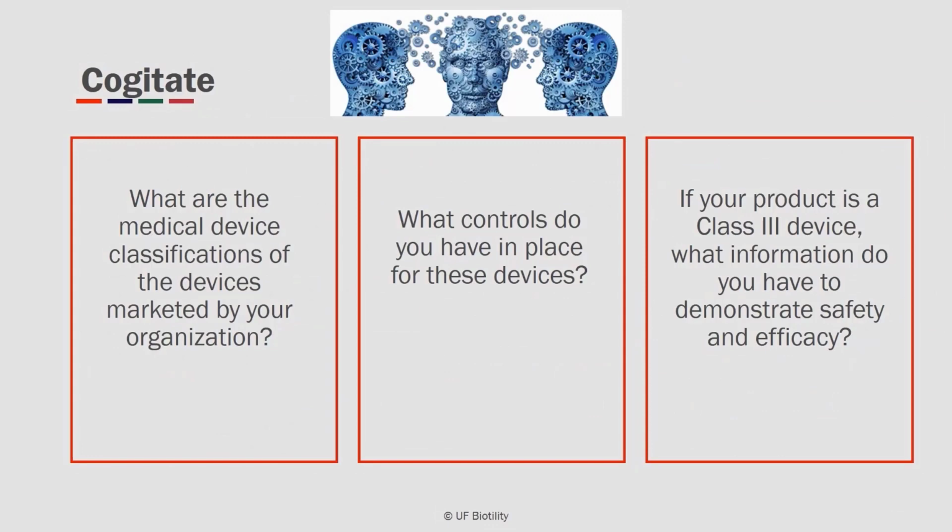Cogitate. Thinking about your organization. What are the medical device classifications of the devices marketed by your organization? What controls do you have in place for these devices? If your product is a Class 3 device, what information do you have to demonstrate safety and efficacy?